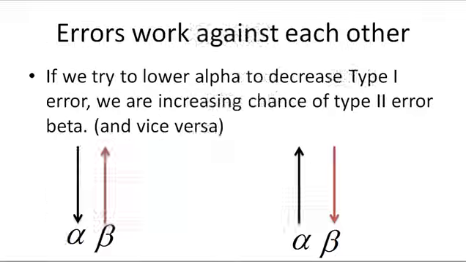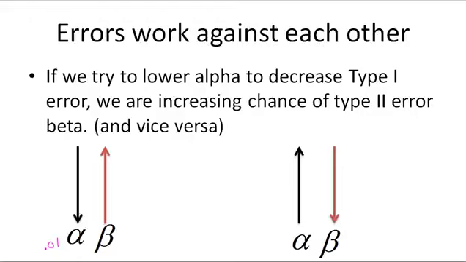The important thing, I skipped a slide. Errors always work against each other. So if we try to lower alpha to decrease type 1 error, we are at the same time increasing our chance of type 2 error, or vice versa. So I kind of drew these little arrows to make sense of this. So if we try to lower our alpha to say 0.01 to try to decrease type 1 error, then beta automatically goes up. Now don't worry about what it goes up to. It doesn't go skyrocketing up to like 70% or anything like that. It's still low in and of itself, but it does increase a little bit. So when you try to lower type 1 error, then your chance of type 2 error goes up.